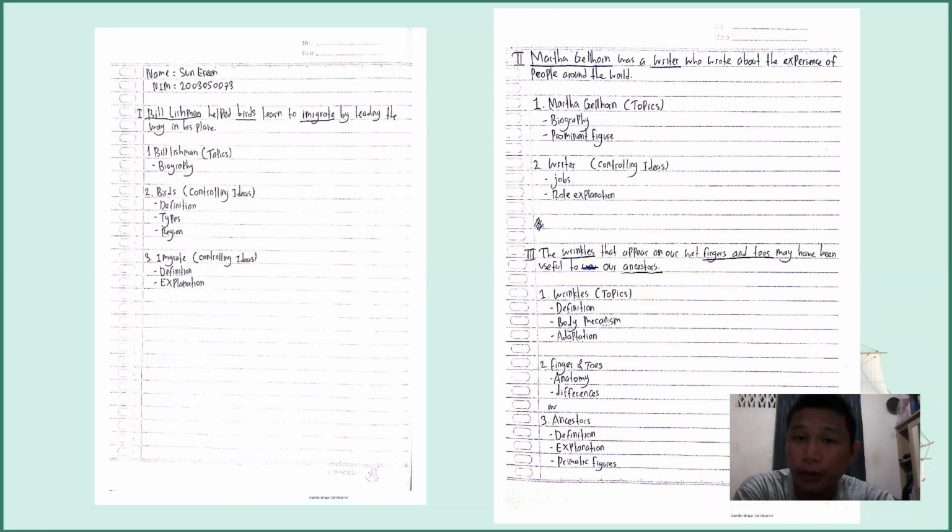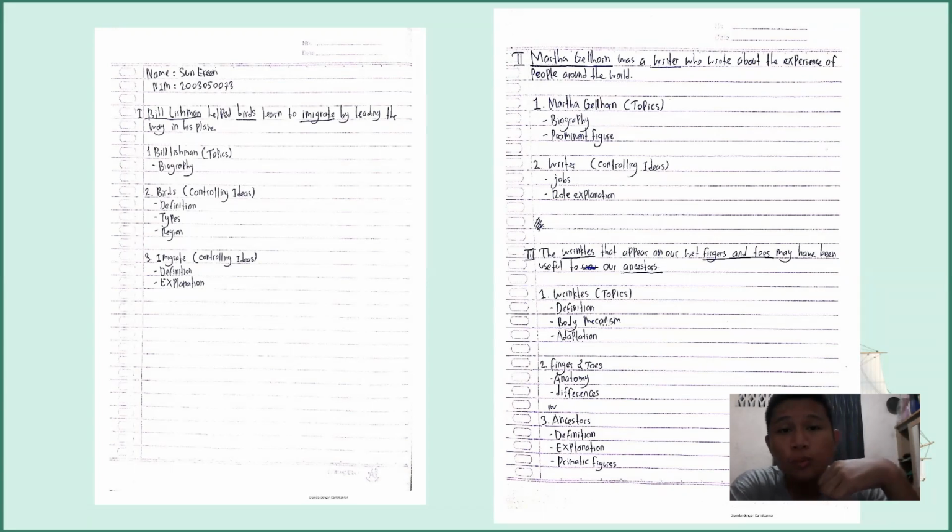The first one is Bill Lishman. With his position as a scientist and an aircraft engineer, he helped groups of birds migrate to avoid the winter, because the birds are blind to direction. So I will explain about this topic sentence.